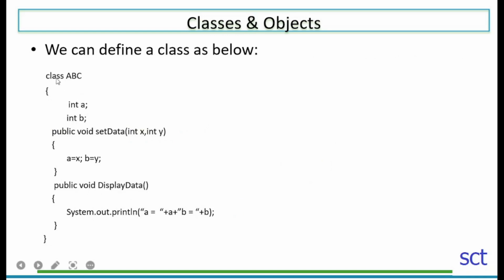For example, I have class ABC. I have integer A and integer B. Then I have public void setData, which is a function that takes two parameters and does something inside. Similarly, I have public void displayData with a println statement. If you look at this class ABC, integer A, integer B, setData as well as displayData, all four are called members of this class.